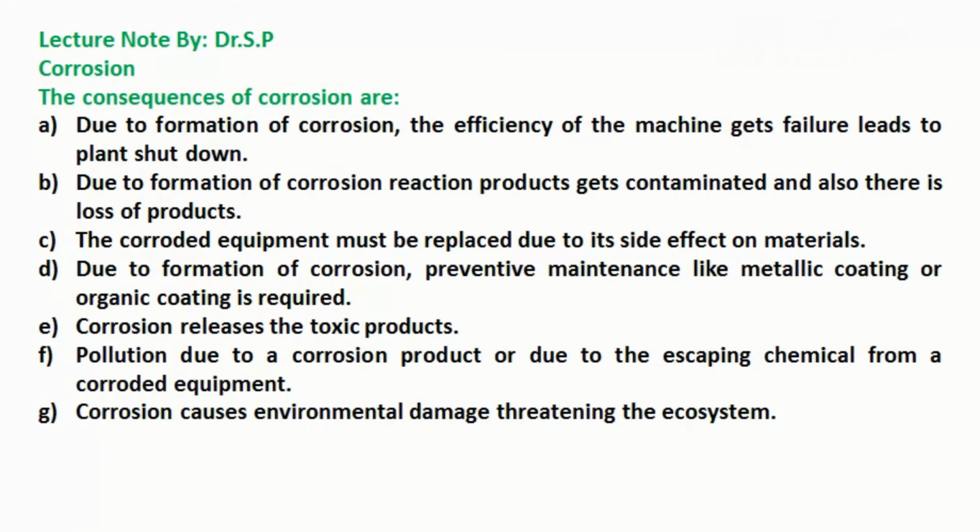Corrosion releases toxic products. Pollution is caused by a corrosion product or by the escaping chemical from a corroded equipment. Corrosion causes environmental damage threatening the ecosystem.